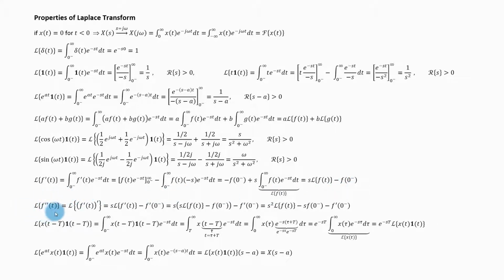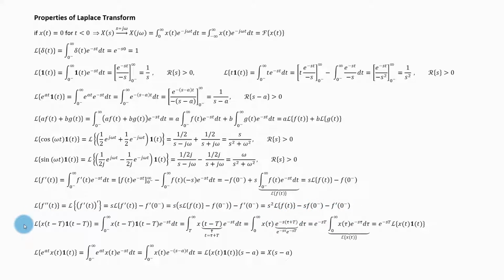Now the second derivative. The second derivative you can break into two first derivatives and deal with them one after another. So first, I use this formula to deal with this first derivative, and I get this. I multiply it by s and subtract the initial condition for this function, which is the derivative of f at time 0. Now I deal with this Laplace transform. I again multiply it by s and subtract the initial value of this function, which is the value of f at time 0. So the final formula for the second derivative is this.